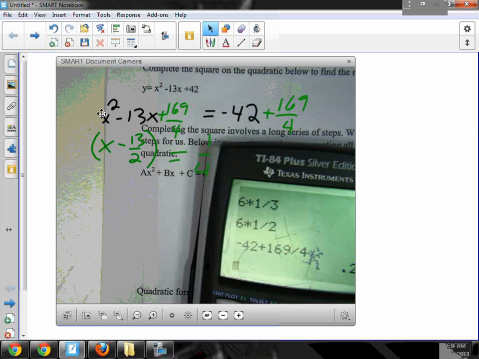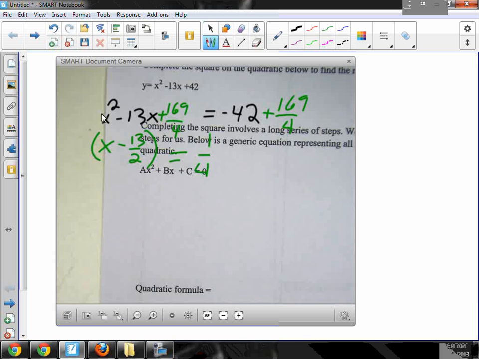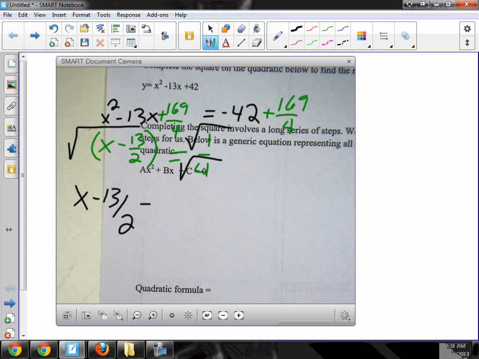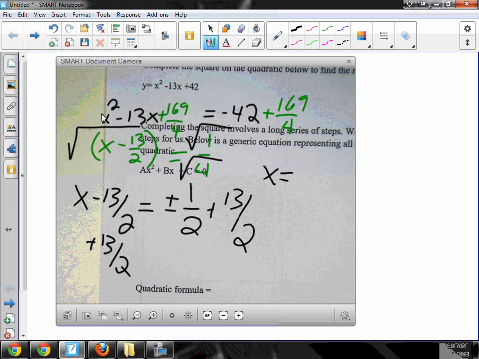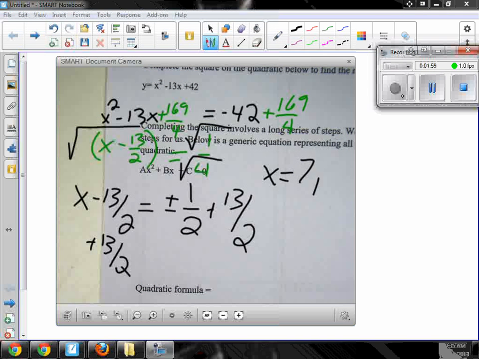Okay, so now I take the square root, and I get x minus 13 halves equals plus or minus, what's the square root of 1/4? 1 over 2. Add 13 halves, add 13 halves, and I get x equals 1 plus 13 is 14 over 2, which is 7. For the other root, we have negative 1 plus 13 is 12 over 2 is 6.